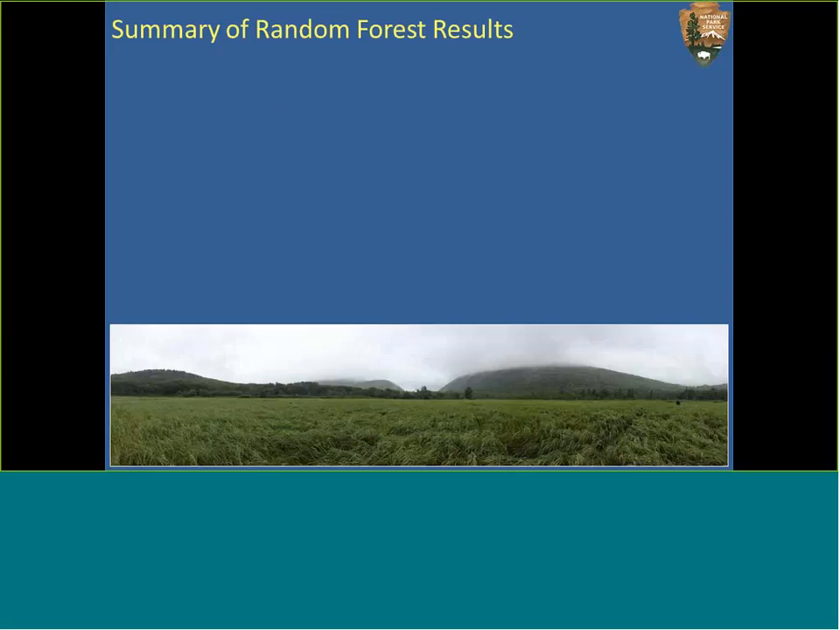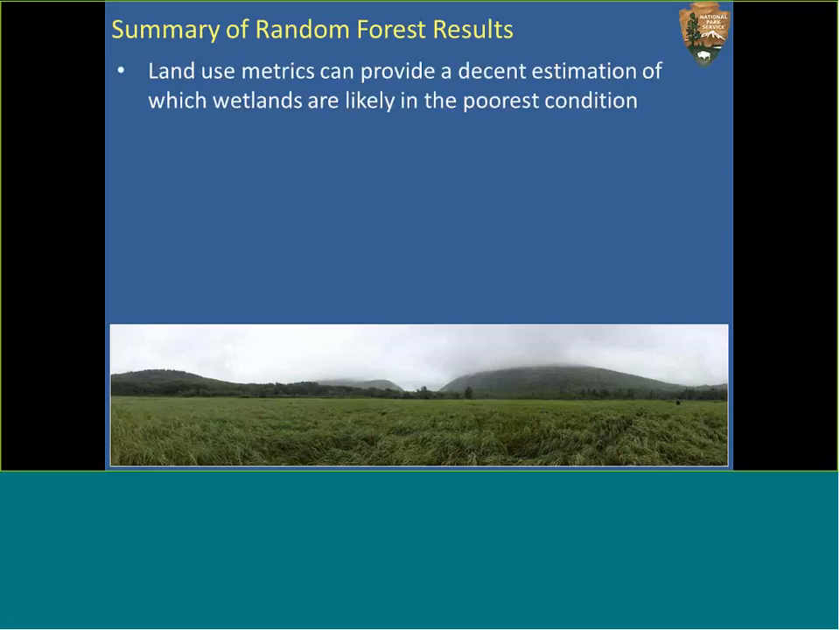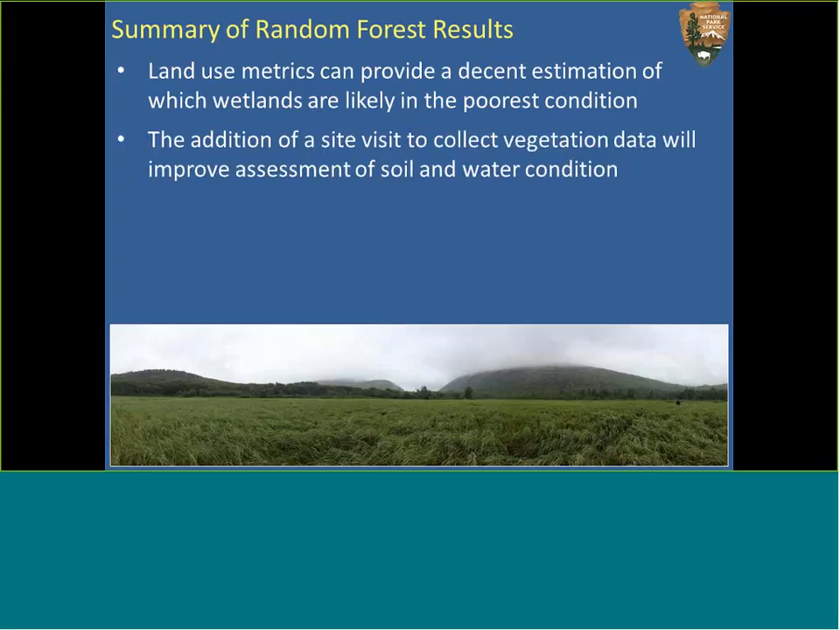Okay, so just to summarize the results of the random forest, we found that land use metrics can provide a decent estimation of which wetlands are likely in the poorest condition and best condition. It maintains the rank order of conditions. With the addition of a site visit to collect vegetation data, this will greatly improve assessment of soil and water conditions.